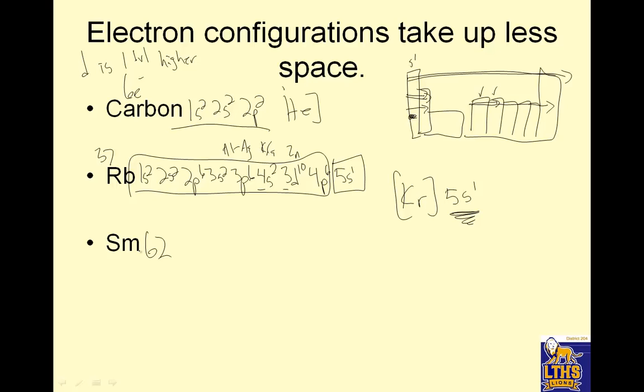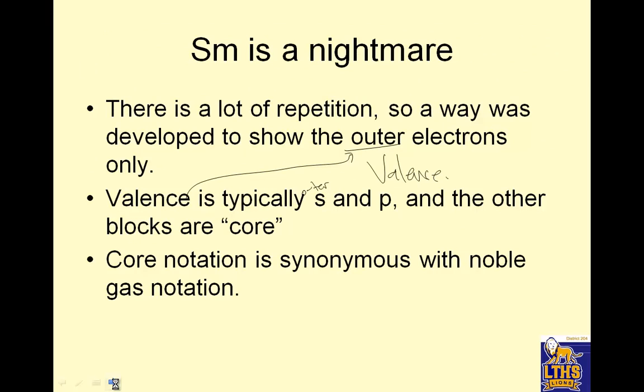If I do the same thing for carbon, the preceding noble gas for carbon would be helium. Right, here's carbon. Preceding noble gas is here. And then the biggest energy level is 2. 2s2, 2p2. Okay? And we're skipping the f blocks if you haven't noticed that.